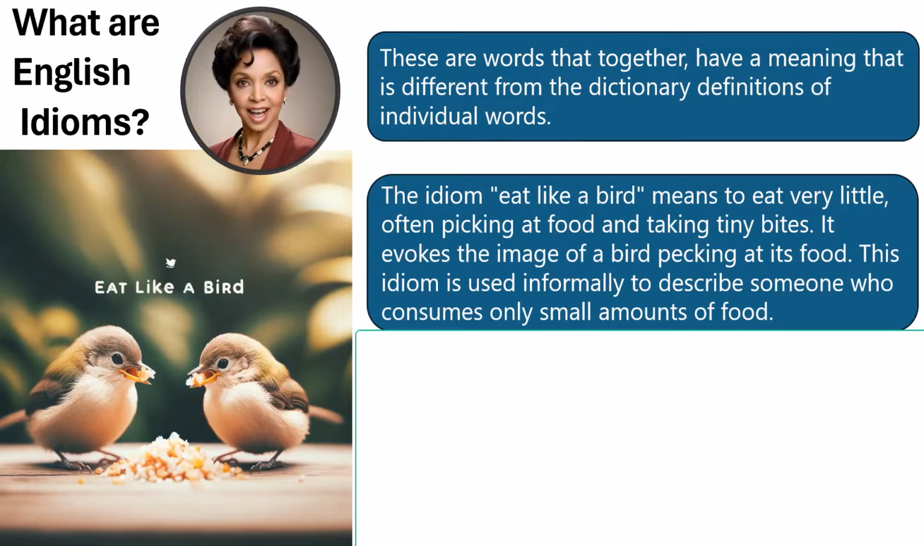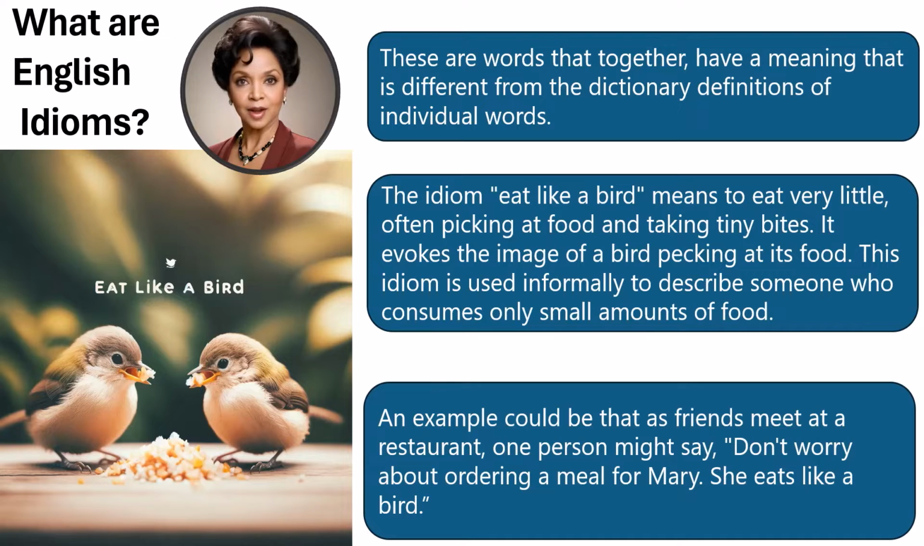The idiom, eat like a bird, means to eat very little, often picking at food and taking tiny bites. It evokes the image of a bird pecking at its food. This idiom is used informally to describe someone who consumes only small amounts of food. An example could be that as friends meet at a restaurant, one person might say, "Don't worry about ordering a meal for Mary. She eats like a bird."